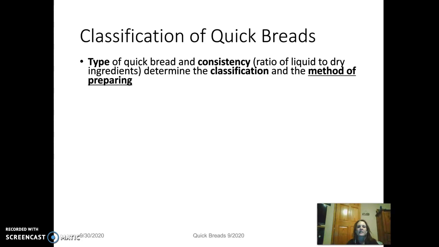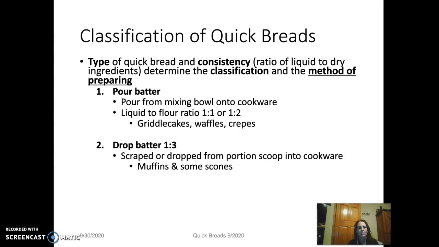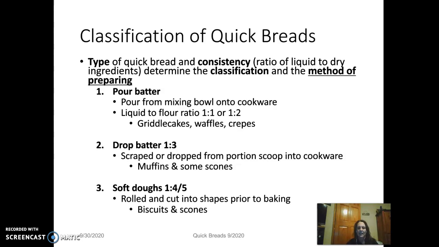So there's a couple of classifications of quick breads that you need to know. So how are quick breads classified? They're classified by the type of quick bread and the consistency, so the ratio of the liquid to dry ingredients. And then they're classified by the method of preparing. So we have three classifications: pour batter, drop batter, and soft doughs is what we're going to talk about.